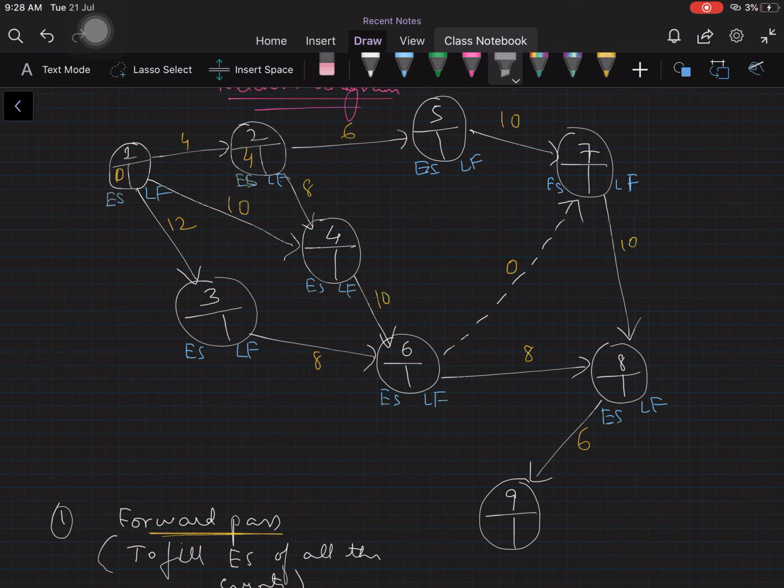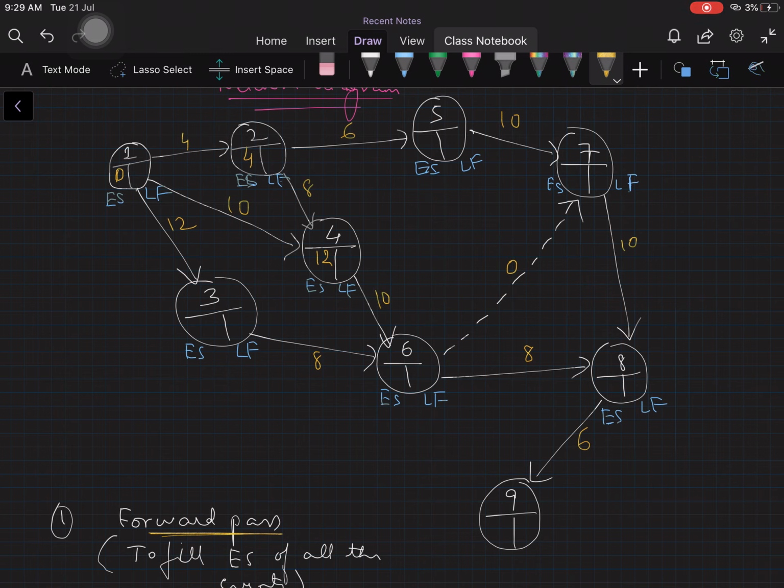Now which value are we supposed to fill in this particular place? We will be choosing the maximum value. This gives us 12, this gives us 10. So between 10 and 12, we have to choose the maximum value. The maximum value is 12, so we will be writing 12 here. So we pick the maximum value at merge events.